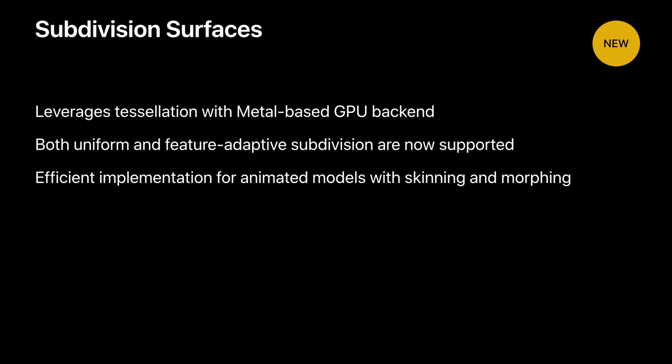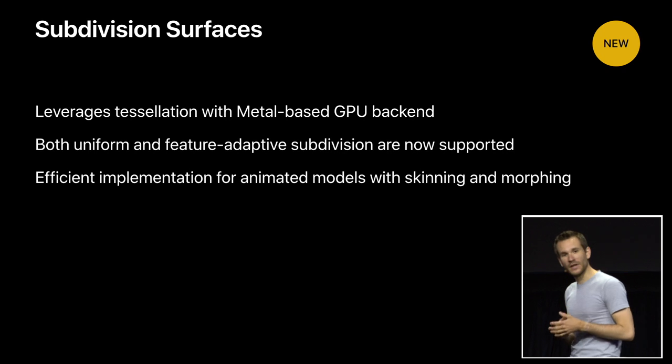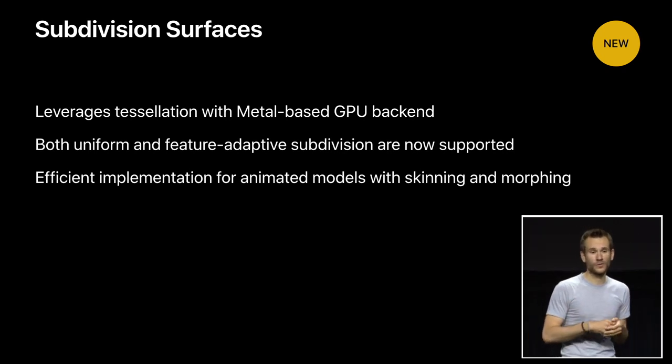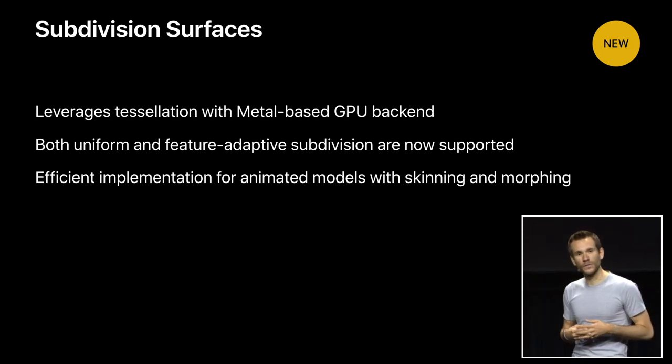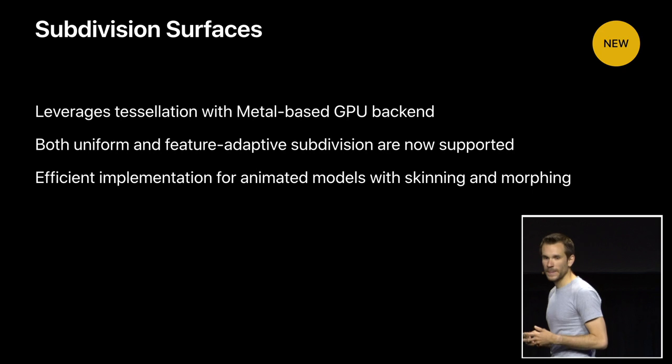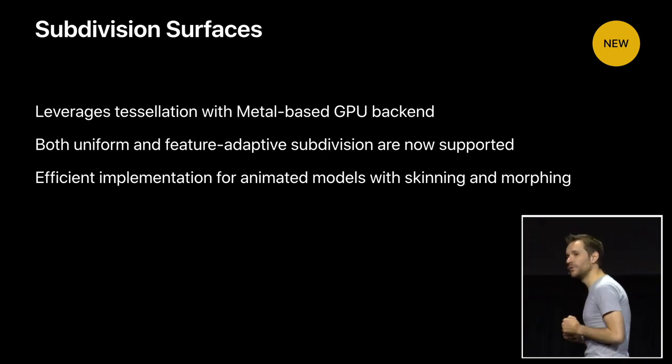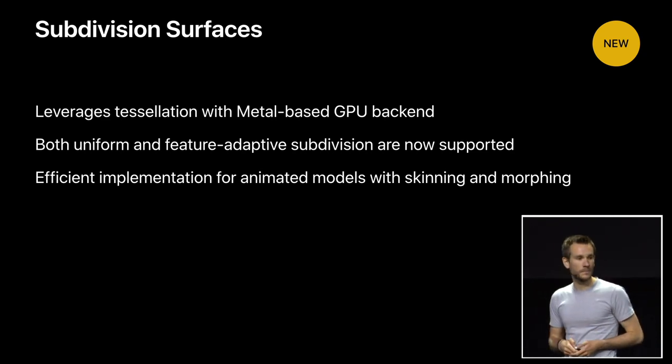And with the Metal-based implementation come many advantages. First, we leverage tessellation, and it comes with all the memory benefits I've talked about earlier. And with the tessellation, you will have very smooth surfaces, even for low subdivision levels. Now, in addition to uniform subdivision, we support feature adaptive subdivision, which I will explain in a minute. And last, we have an all GPU pipeline for efficient animation of subdivided meshes.